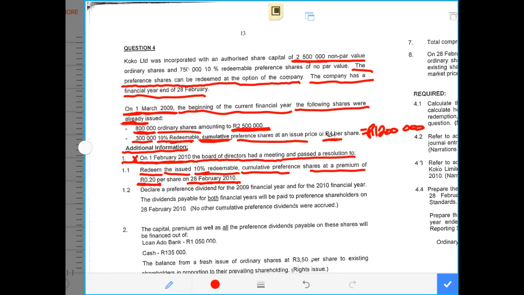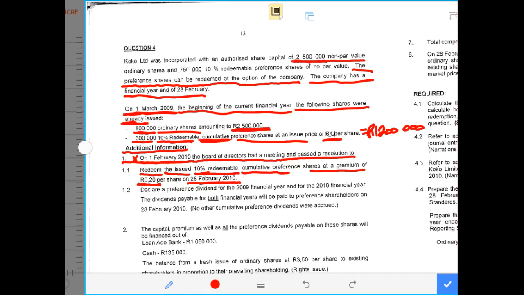And if the redemption takes place at the end of the year and we have to take into account the preference dividends, it means preference dividends will be 10% of the amount that is being redeemed. 10% will be calculated from that, and that will give us the preference dividends for the current year. Then if there are preference dividends that were accrued last year, because these are cumulative preference shares, then we have to add those preference dividends all together. Then that will give us the preference dividends that are to be paid to the preference shareholder at the end of this accounting period when the redemption takes place.